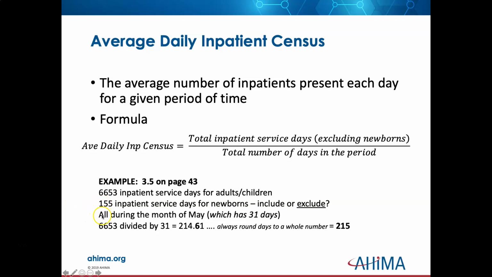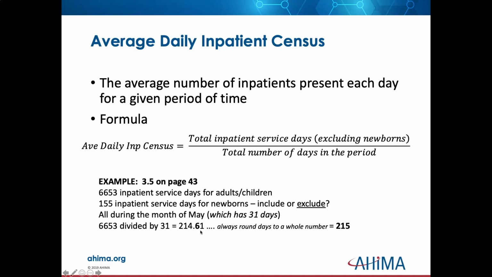Now they tell you that they're looking at these service days in the month of May. How many days are in the month of May? 29, 30, 31? It's 31. Make sure you know that. So looking at your formula, what's your total inpatient service days? It's 6653. What are your total number of days in the period? 31. 6653 divided by 31 is 214.61. Well, what did we say about this? They're looking for whole numbers, not this point whatever. So we've got to round it.